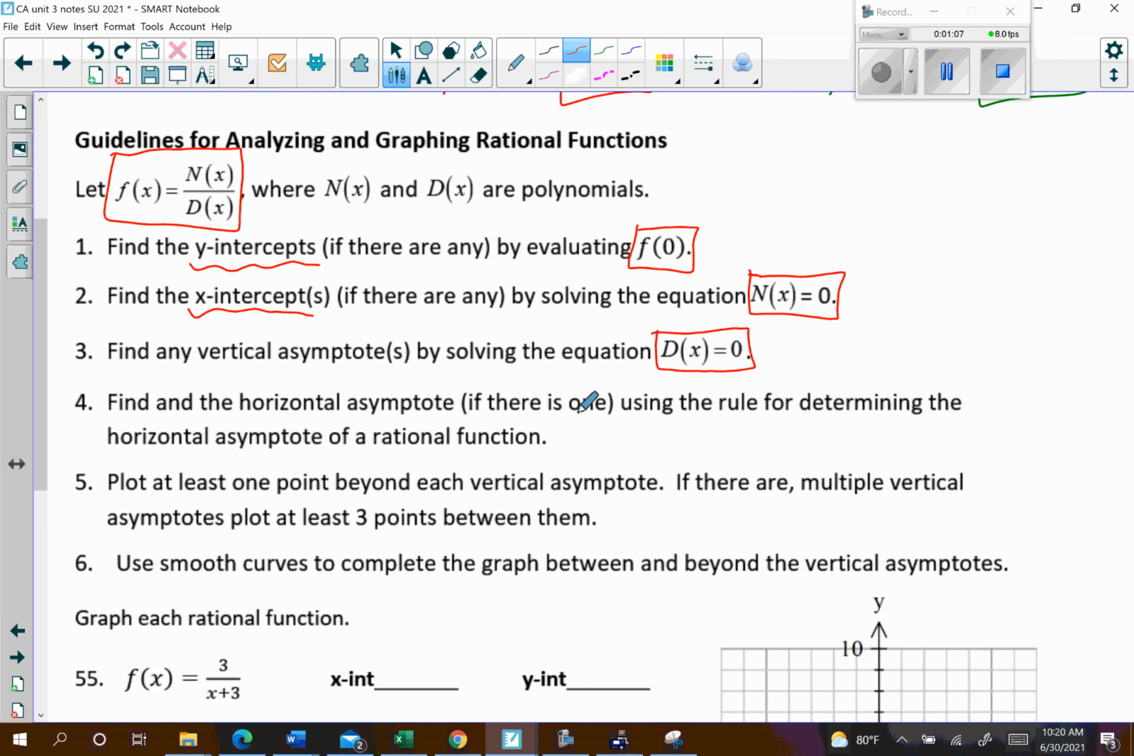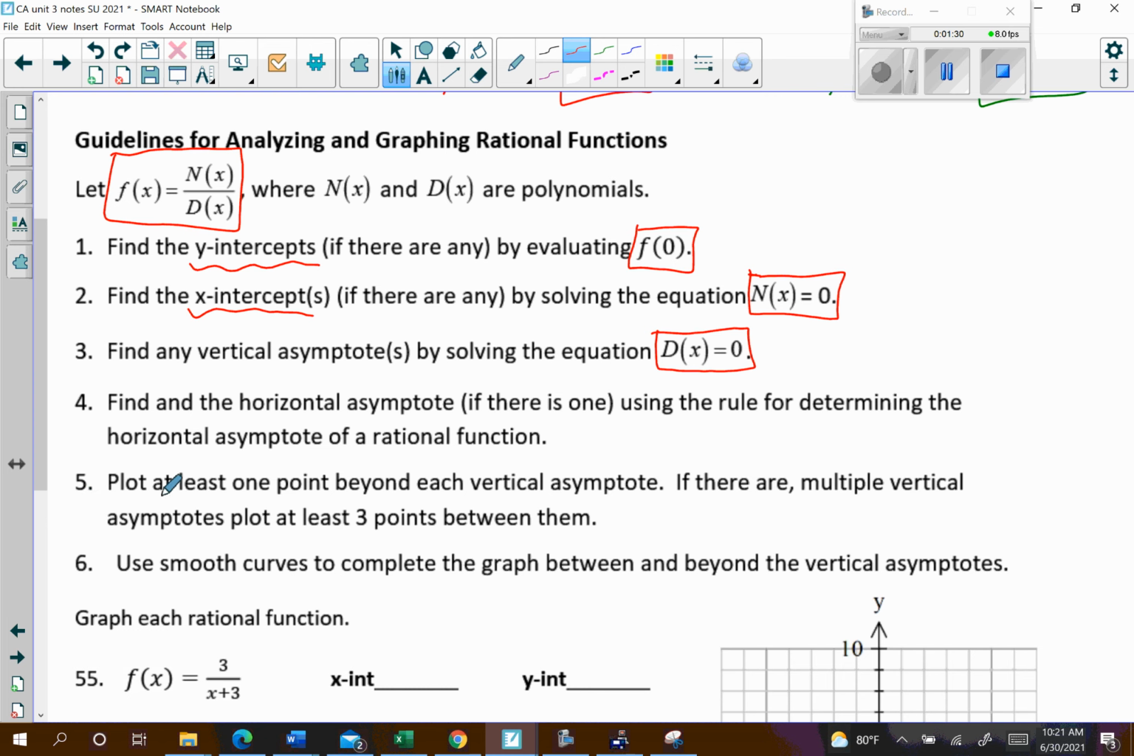If there are any, we will have them, using the rule for determining the horizontal asymptotes of rational functions. That's where we look at the exponents, and if they're the same, then you take the ratio of the coefficients. And if the numerator power is smaller than the denominator power, then it automatically is going to be y equals 0.